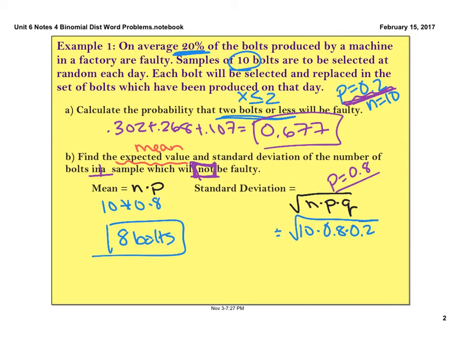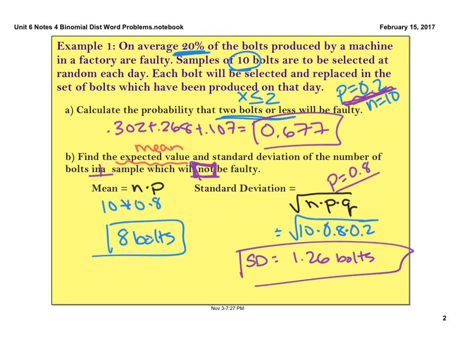So I need to take those 3 things, multiply them in my calculator, and then take the square root. 10 times 0.8 times 0.2 gives me 1.6. And then I take the square root of that. I do second square root, second answer. I just like doing that on my calculator so that I know I don't lose any accuracy there. So my standard deviation is going to be 1.26 bolts.